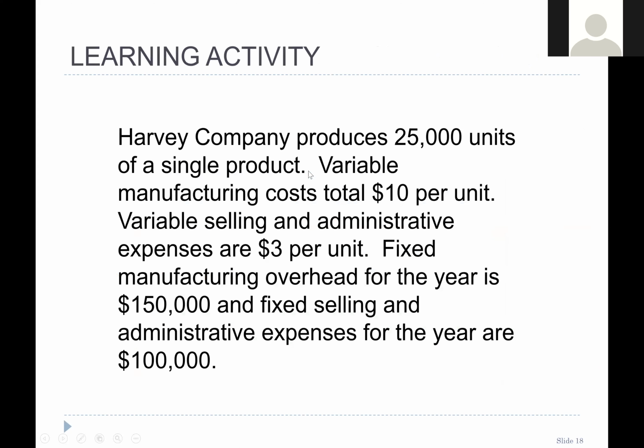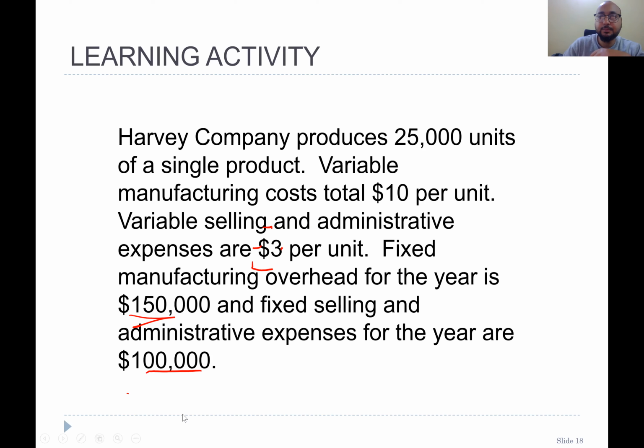Good. So if you understand that, let's talk about the illustration, and let's apply all these variable costing techniques on this illustration. So we have a company that produces 25,000 units of a single product. Variable manufacturing cost totals 10 per unit. Variable selling and admin expenses are 3 per unit. Fixed manufacturing overhead for the year is 150,000 and fixed selling and admin expenses are 100,000. Right?